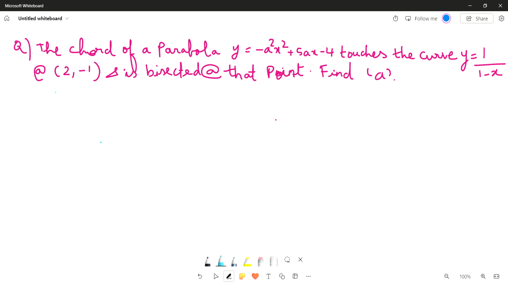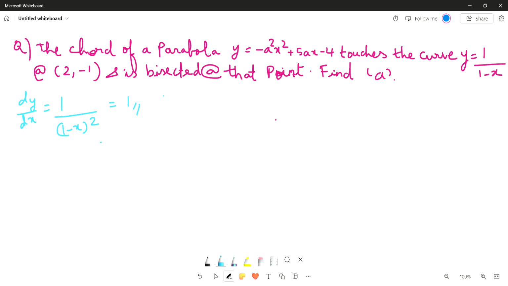Since the chord touches the curve y is equal to 1 by (1 minus x), it is also the tangent of the curve. So what is the slope of the tangent? How will you find it? You'll differentiate the curve with respect to x. If I differentiate it with respect to x, I will get 1 by (1 minus x) the whole square. So substituting the value of 2, I will get 1. So the slope of the chord is 1.